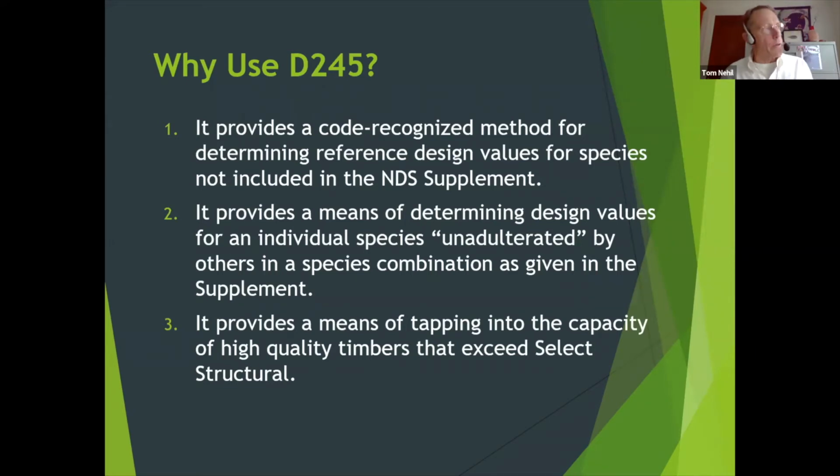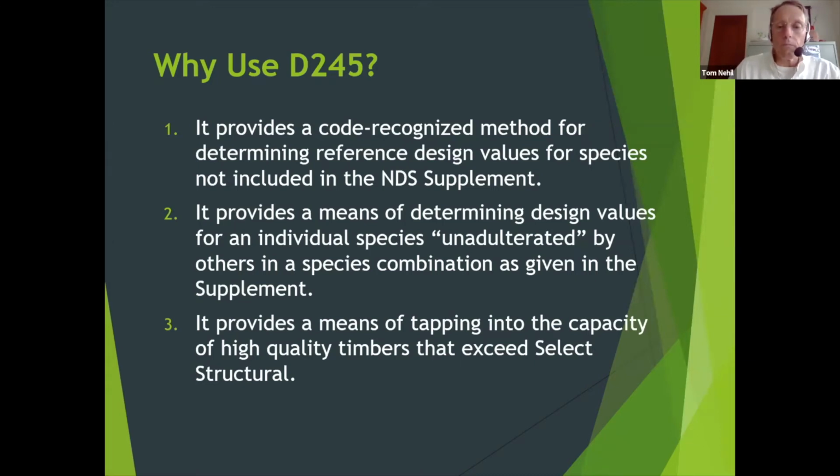The other thing is that in the NDS, they tend to lump species together into marketable groups, categories, and species combinations, they're called. Usually within those species, there's kind of one weaker species that tends to control the value for the group. But if we've got the best species within a given combination, we can use D245 to tailor the allowable stresses to that species.